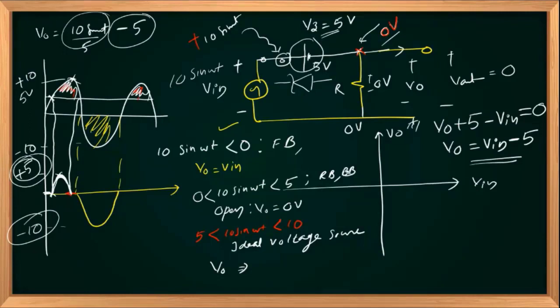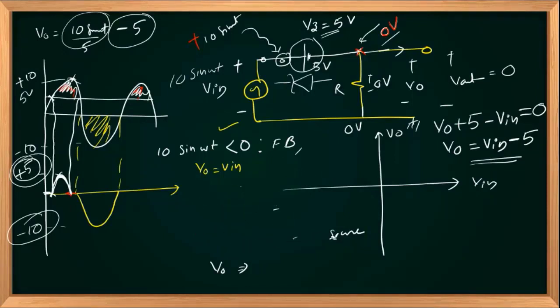Then we have to plot the transfer characteristics. Actually, based on the transfer characteristics, you can easily identify the output waveform and the operation of the circuit, or the status of your Zener diode.